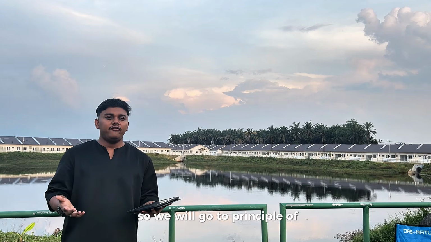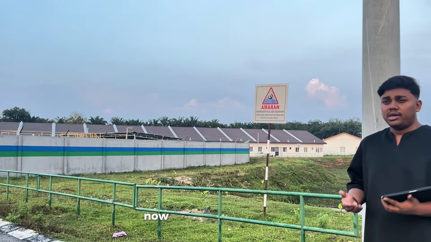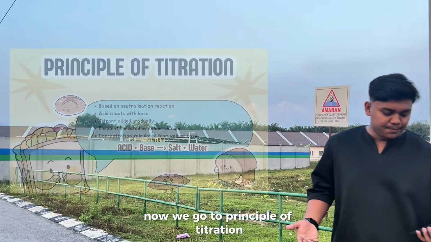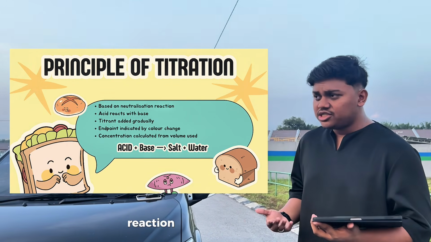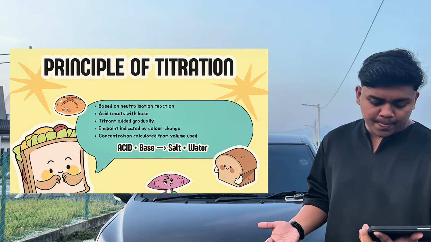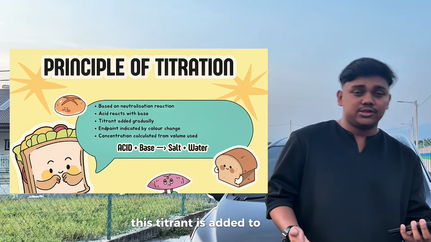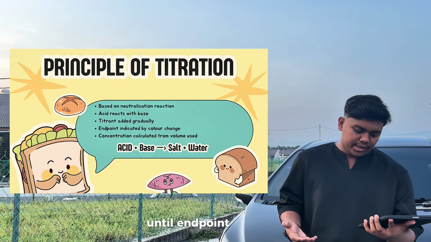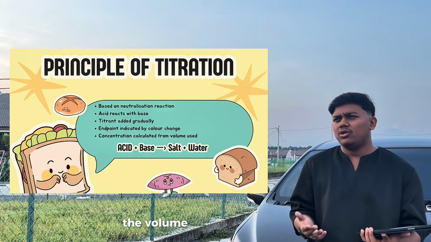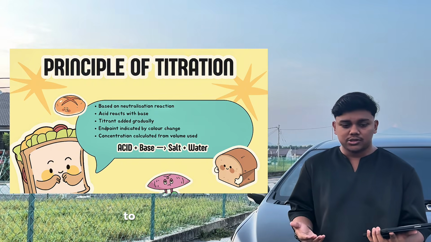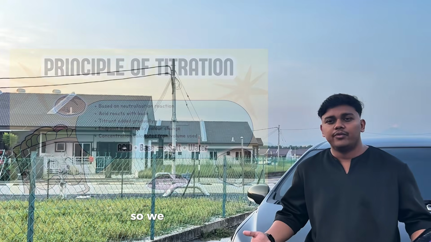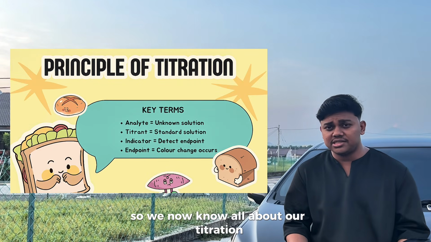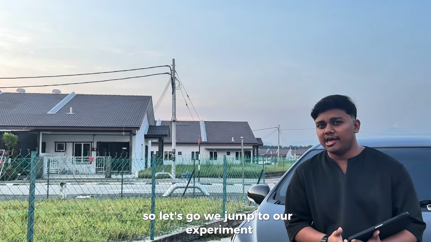So we will go to the principle of titration. The principle of titration is based on neutralization reaction between acid and base. The titrant is added to the analyte until the endpoint is reached. The volume used is then recorded to calculate the concentration of the unknown solution. So we now know all about titration. So let's go, we jump to our experiment.